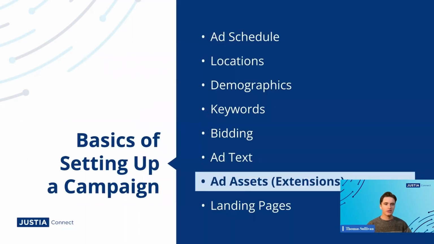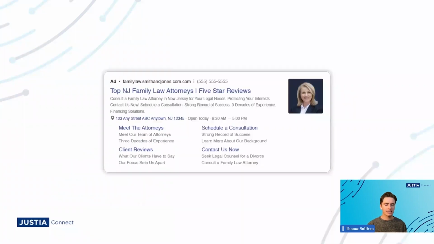So next up here, we have the assets for the ads. These were formerly called extensions. If you've been doing Google Ads for a little while, you probably are more familiar with them as extensions. And that's because just recently, about a month ago, they changed them to be called assets. So as Samantha mentioned earlier, here is that example of the ad. There's a lot more going on here than just the headlines and descriptions that we talked about. So all these other elements are the ad assets.